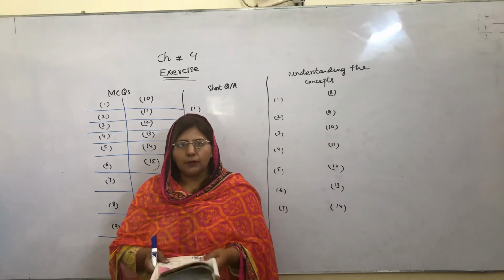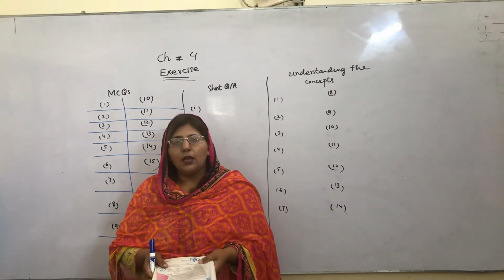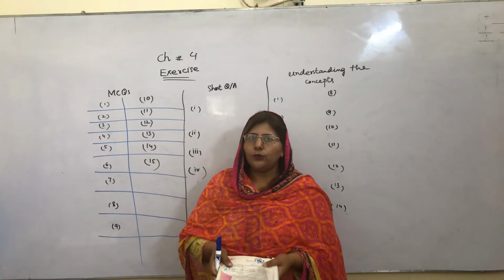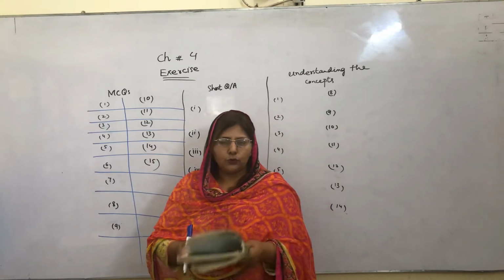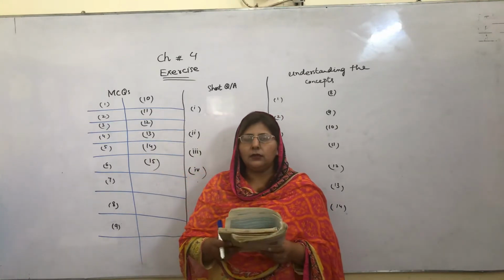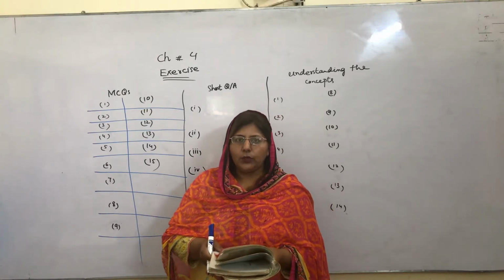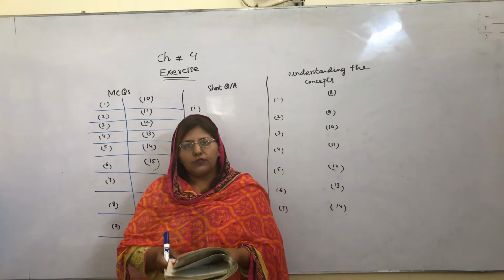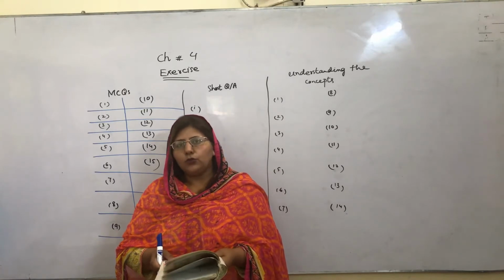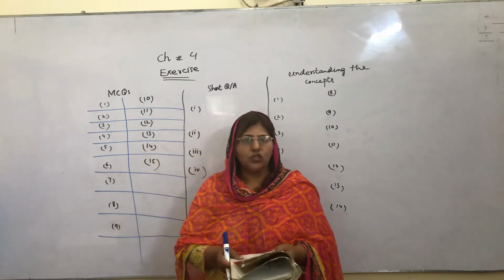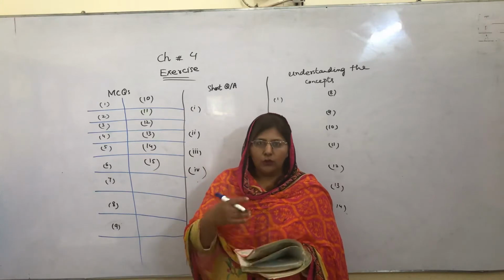In chapter number 4 we have discussed prokaryotic and eukaryotic in detail. Prokaryotes do not have a true nucleus but eukaryotes have a true nucleus. Some organelles are present in prokaryotes but they are not bounded by membranes, while eukaryotes have all organelles bounded by membranes. So now we will read the clues.